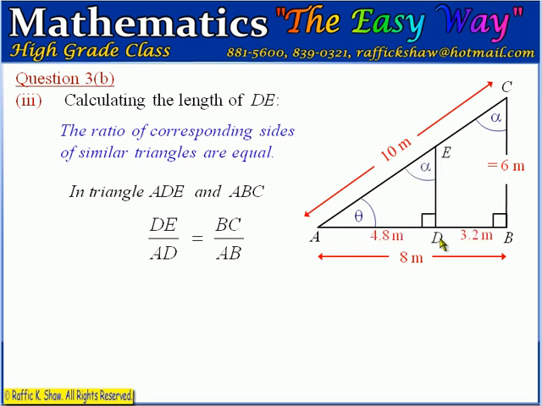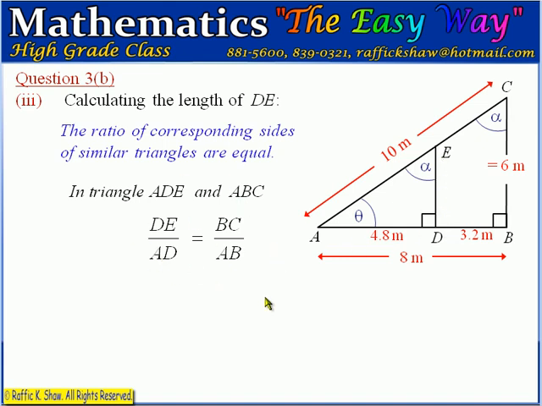And if we put back this information so we can see the two triangles, you see the ratio of corresponding sides being equal. So it's this vertical side divided by this horizontal side in the small triangle is equal to this vertical side divided by this horizontal side in this large triangle. The ratio of corresponding sides are equal. This over this in the small triangle is equal to this over this in the large triangle. And that's what we can use to calculate the length of DE.